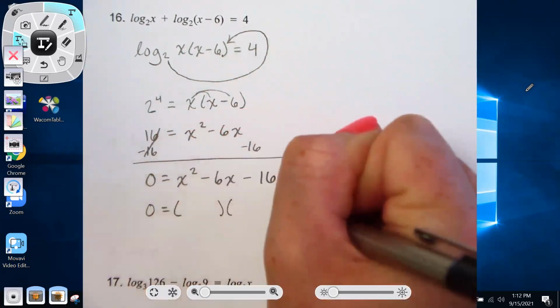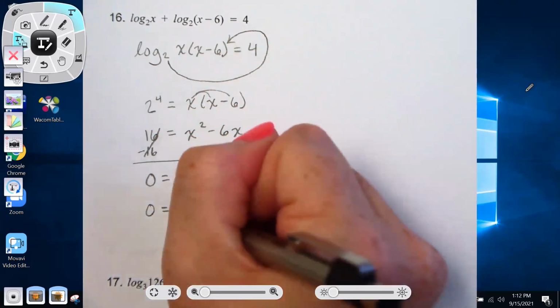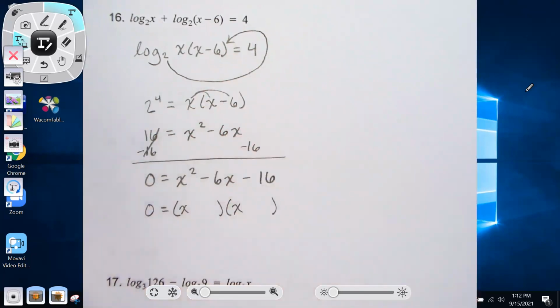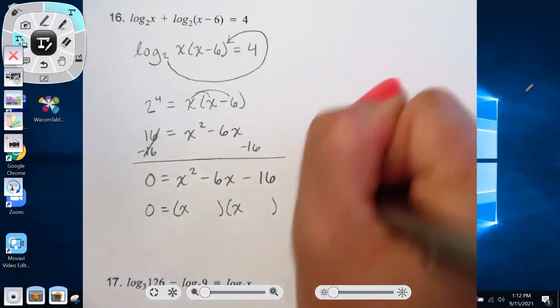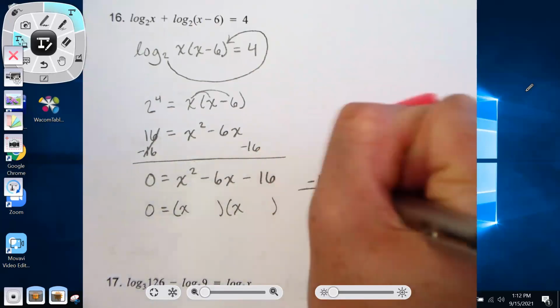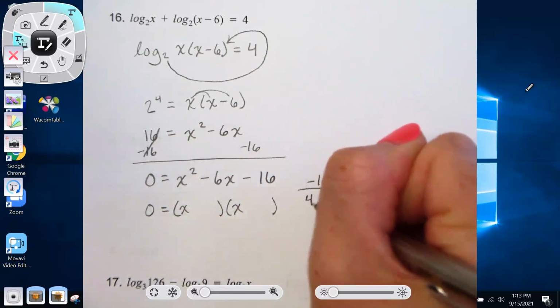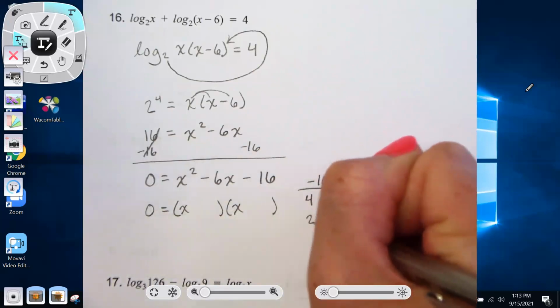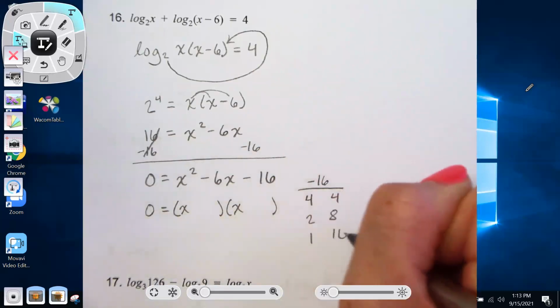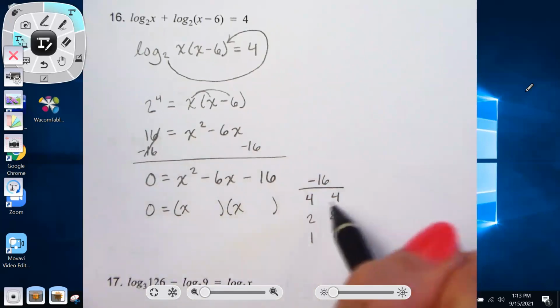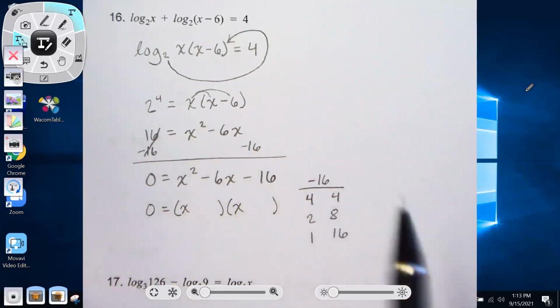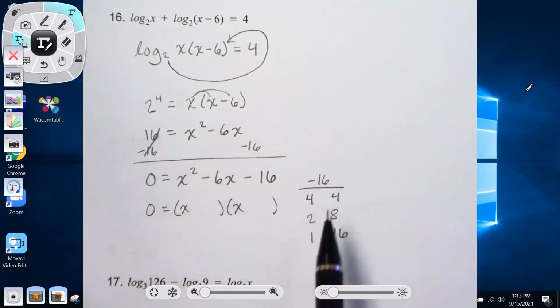To factor, we have 2 sets of parentheses. We know that x goes in the front of both of them. And then we want to look for two numbers that multiply to be negative 16 and add to be negative 6. So if you have trouble with that, we're going to look at factors of negative 16. Okay, factors of 16 would be 4 and 4, 2 and 8, 1 and 16. And then let's see which combination of these numbers add to give us negative 6.